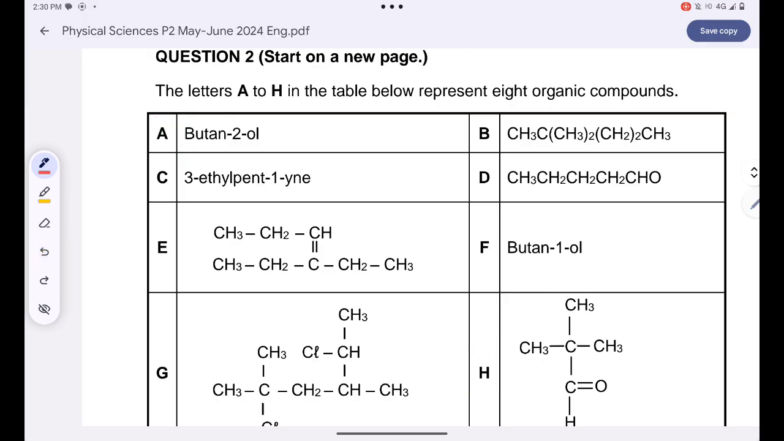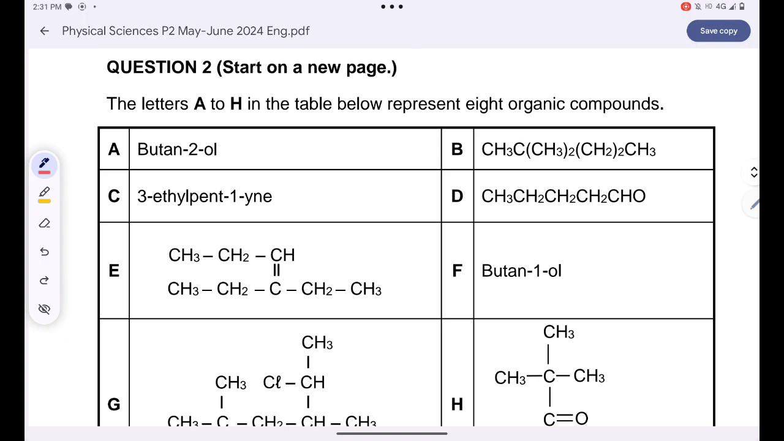If you are given an IUPAC name, your duty is to draw the structural formula, and if you are given a structural formula, your duty is to write down the IUPAC name of the compound. And if you are given a condensed structure, firstly you need to draw the structural formula, and secondly write down the IUPAC name of that particular compound.